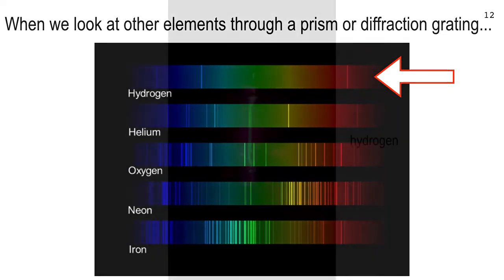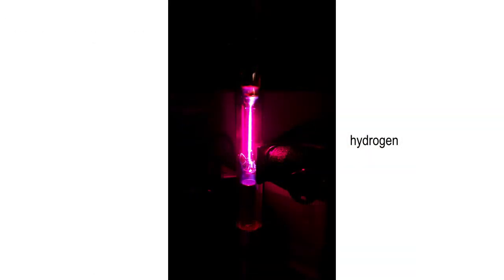Now, here's what hydrogen looks like. This is what a hydrogen lamp looks like to the naked eye. It's kind of pinkish, almost a reddish, pinkish color.